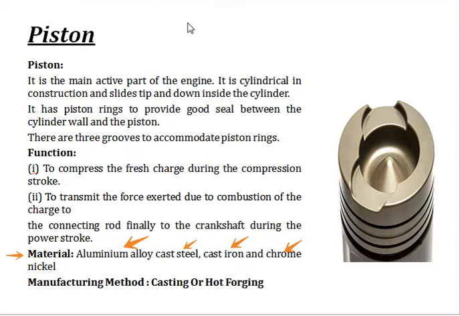Now there are 2 manufacturing methods by which pistons are manufactured. First is the casting method and the second is the hot forging method. You can clearly see this is the groove for the inlet valve, this is the groove for the exhaust valve, and this is the piston bowl geometry.